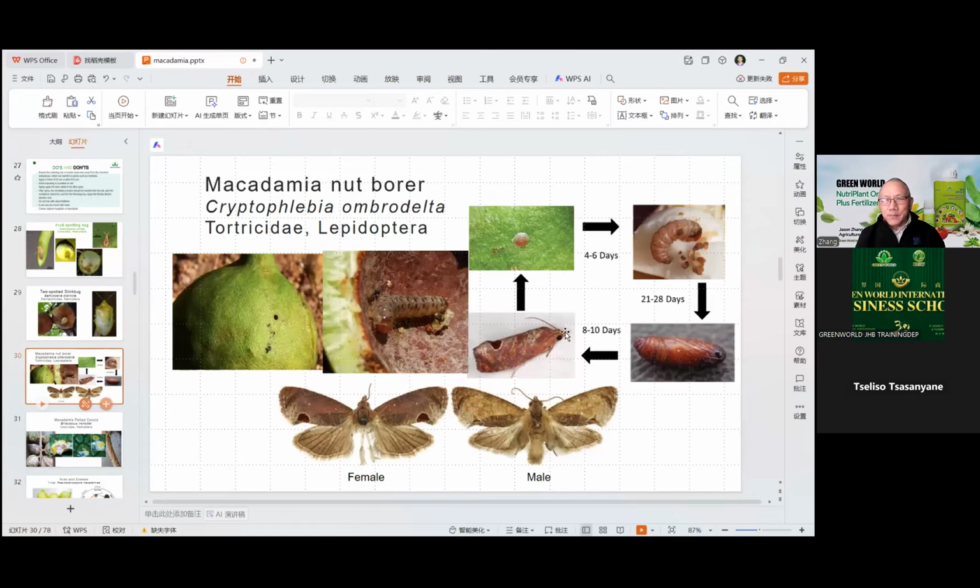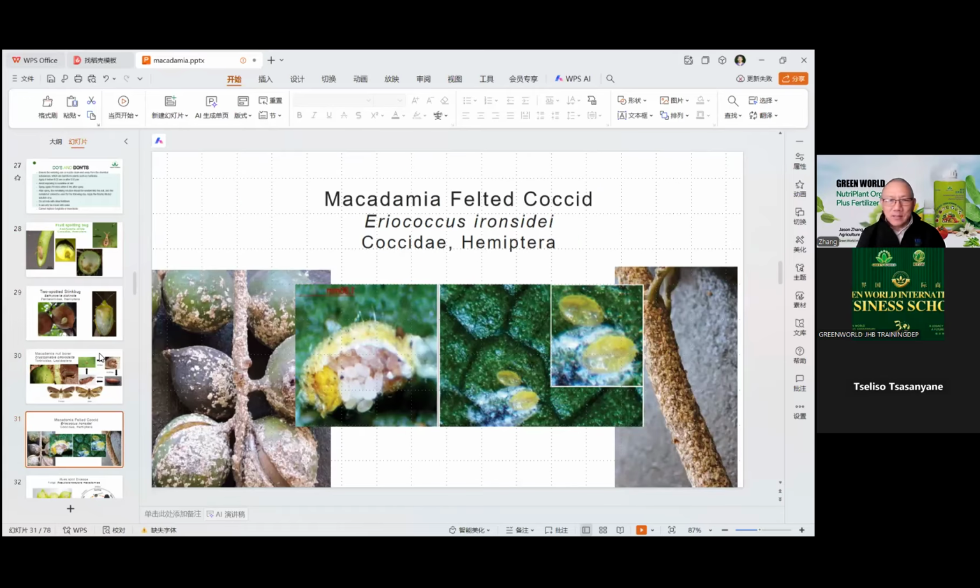This is something called scales. We can talk about the details next time, how to deal with them. It looks like a disease, but it is not. These are insects. When they hatch from the egg, they stay there their whole life. They never move again. It looks like a disease, but no.